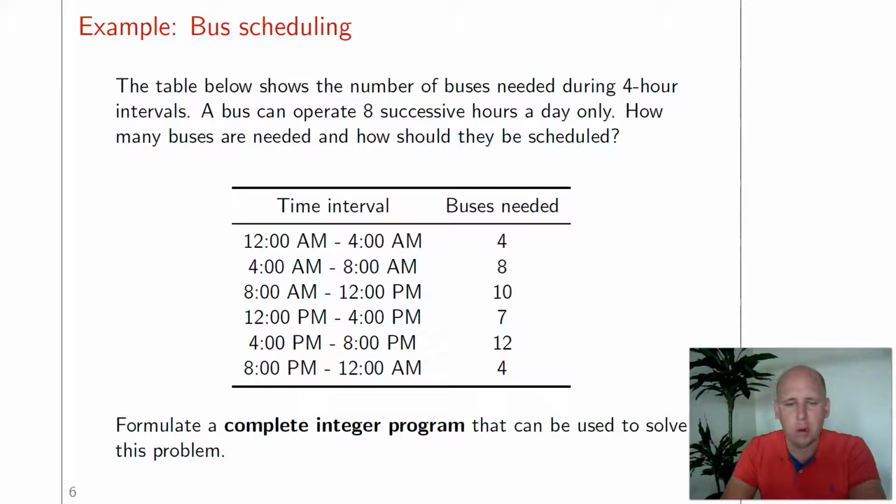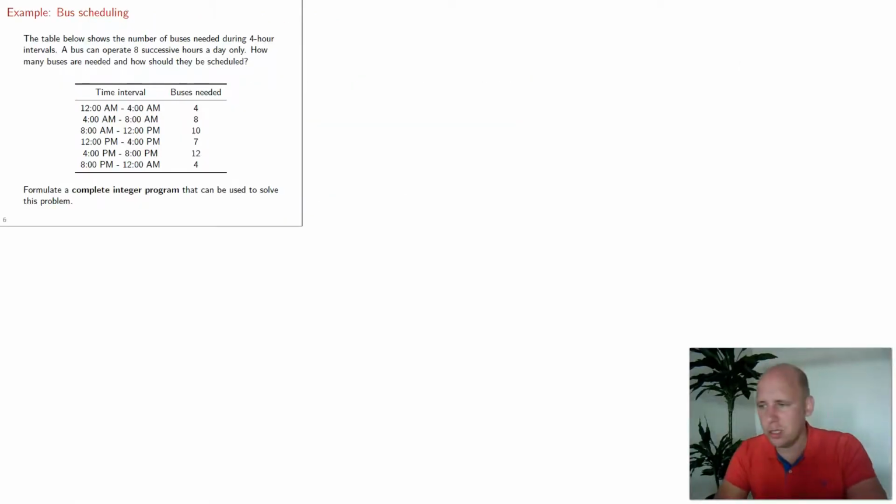First question is then, how are we going to define the decision variables? We could introduce a decision variable for each time interval that indicates how many buses we have available in that time interval. If you do it like that, then it's quite difficult to formulate the objective function and also to formulate the constraints. So it's easier if you define for each time interval a decision variable that indicates the number of buses that starts serving in that time interval. So let's write that down.